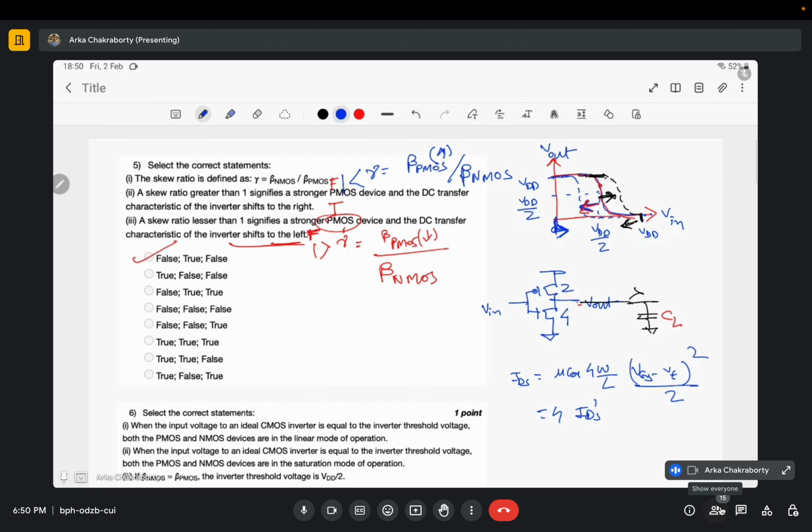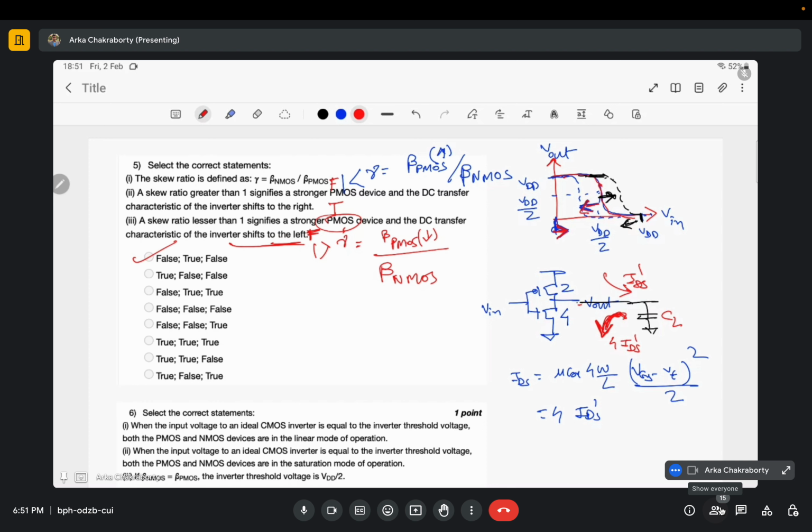So my capacitor will be discharging at a much faster rate compared to charging. It will be charging at the rate of IDS prime, but it will be discharging at the rate of 4 IDS prime. It will be discharging at a much faster rate than it is charging. As it is discharging at a much faster rate, when I start to increase my input voltage, my output load capacitance would discharge much quicker to the initial condition.